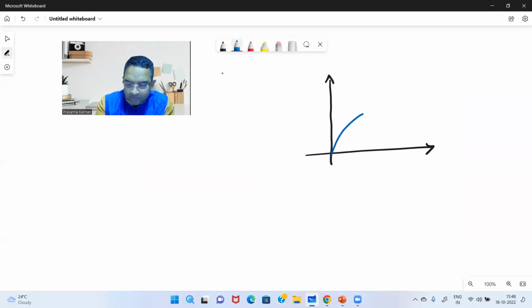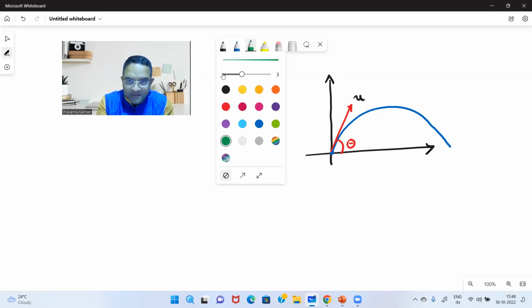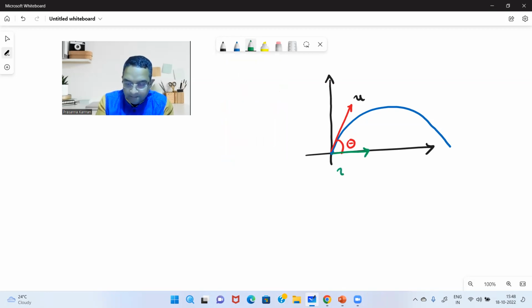So you have your projectile. Let's say this is your initial velocity. What is the angle it makes with the x-axis? Theta. Then this can be resolved into two components. What are they? U cos theta and u sin theta. Those are the initial velocities. Now at any point, wherever the projectile is, it can be represented by how many variables? Coordinates, x and y.